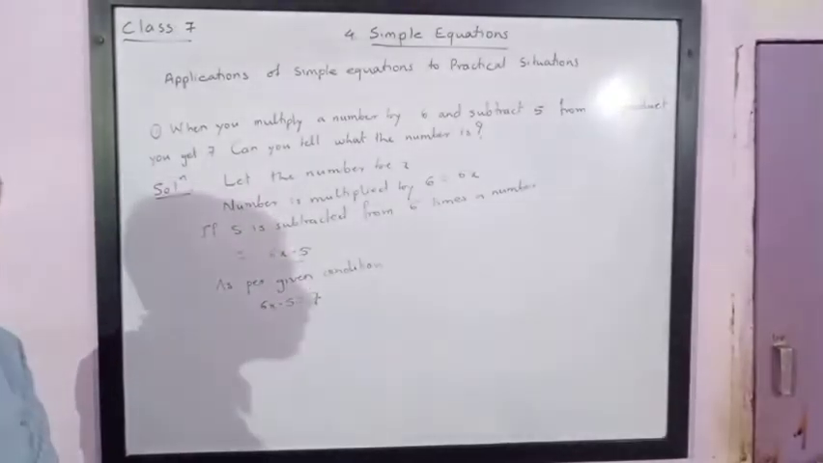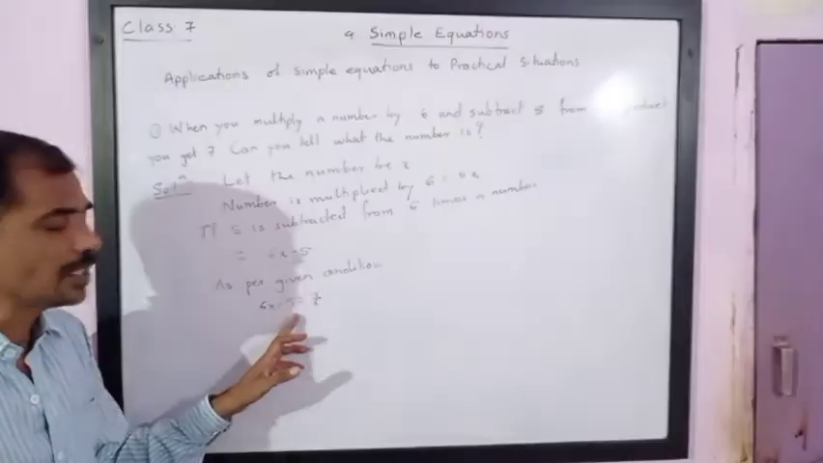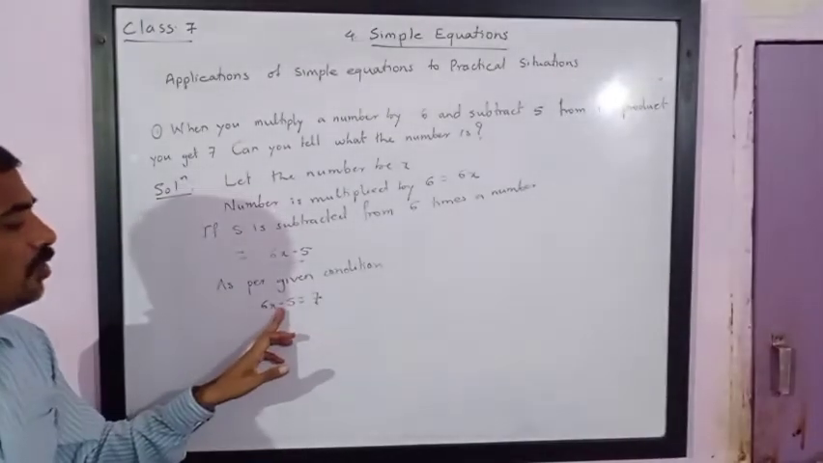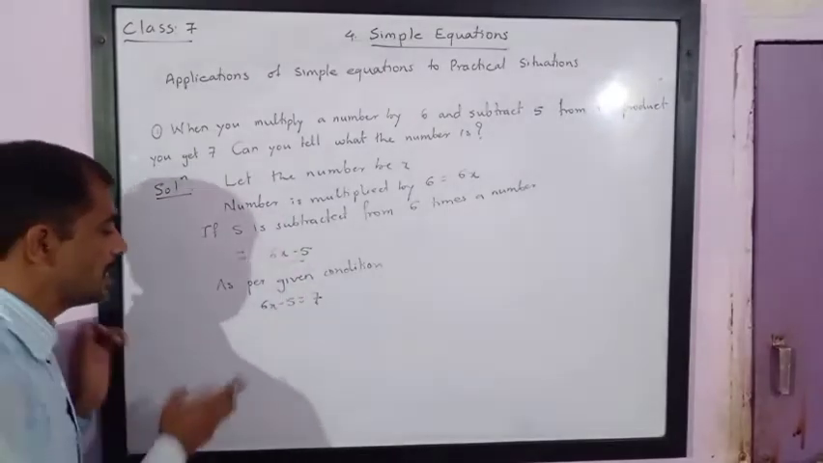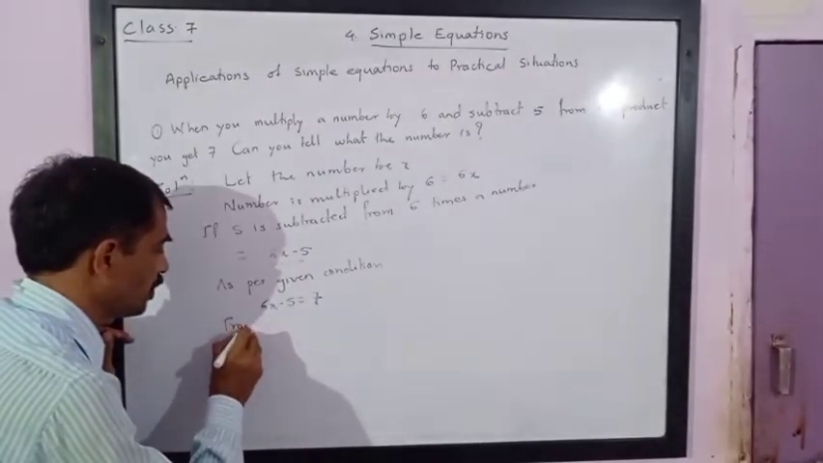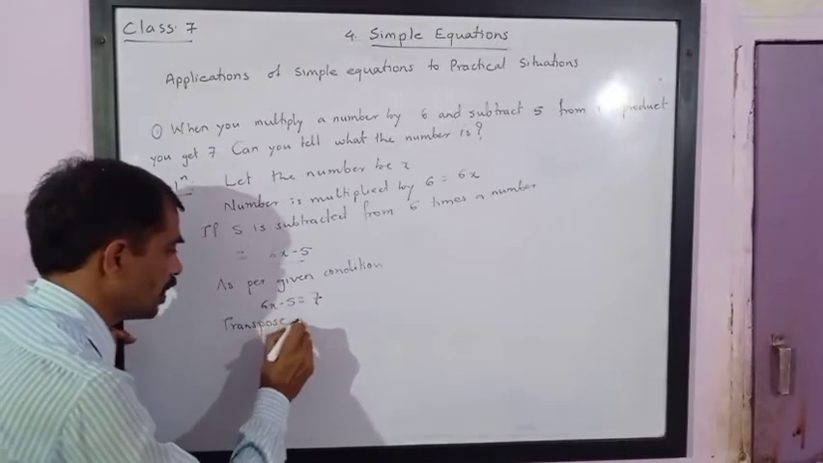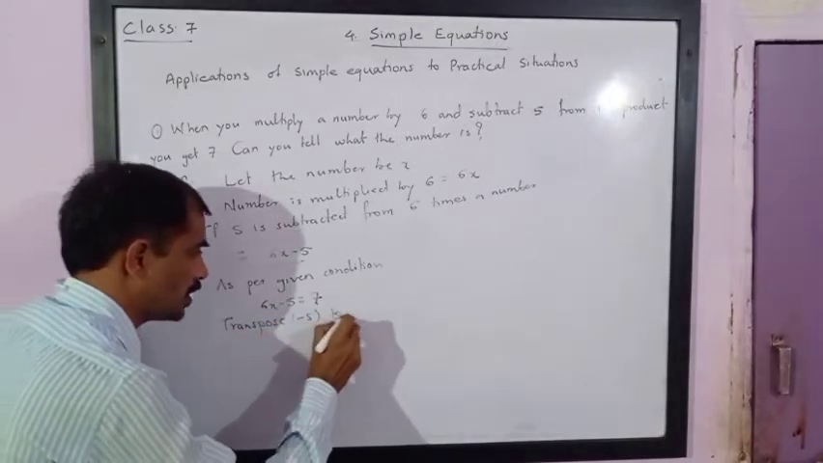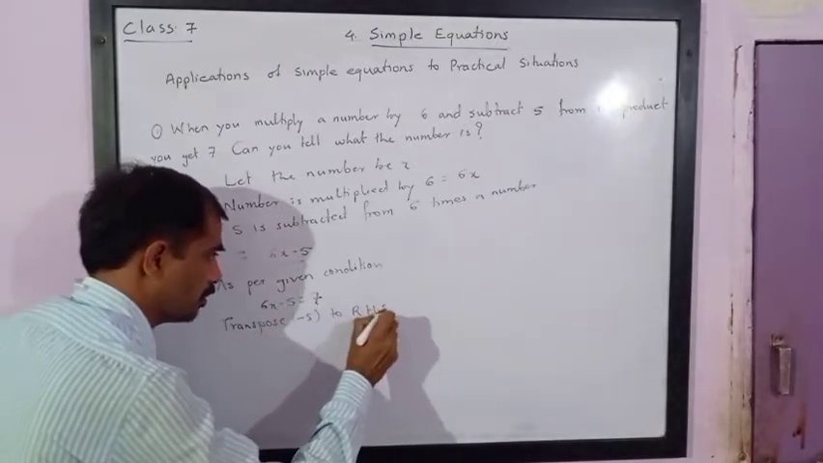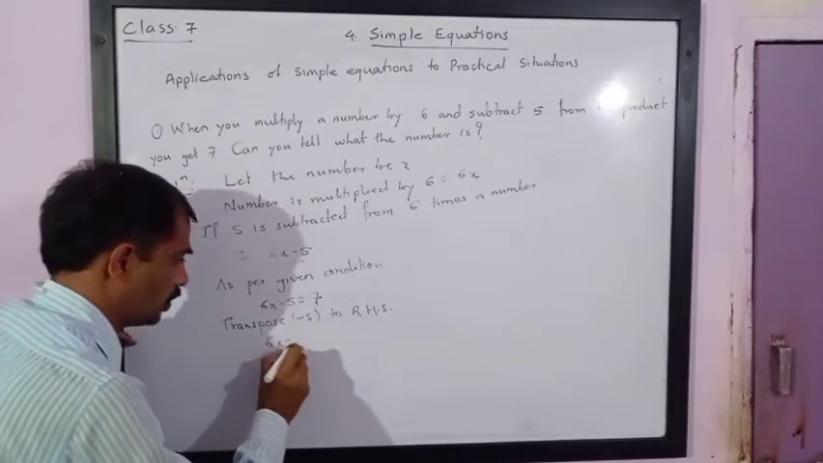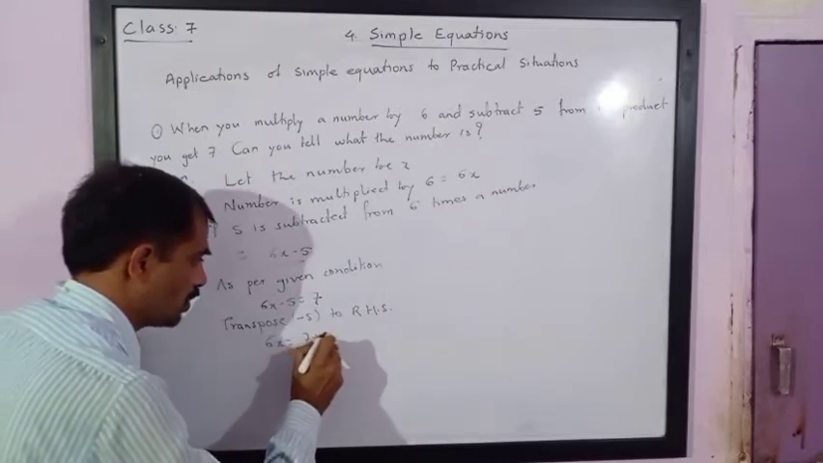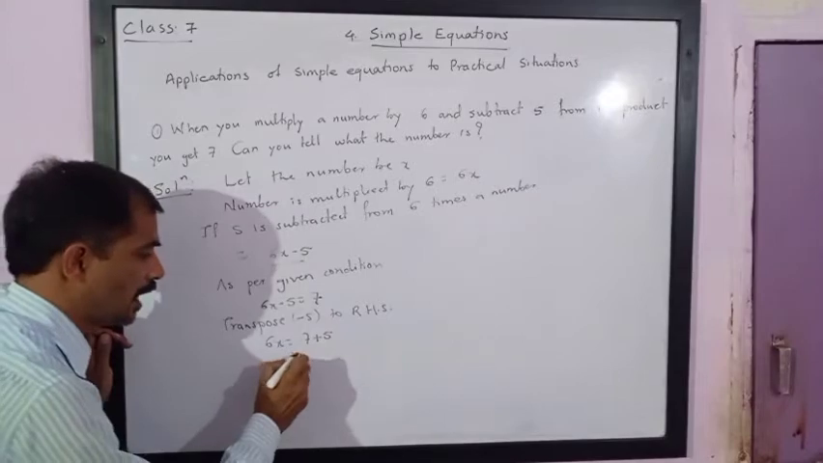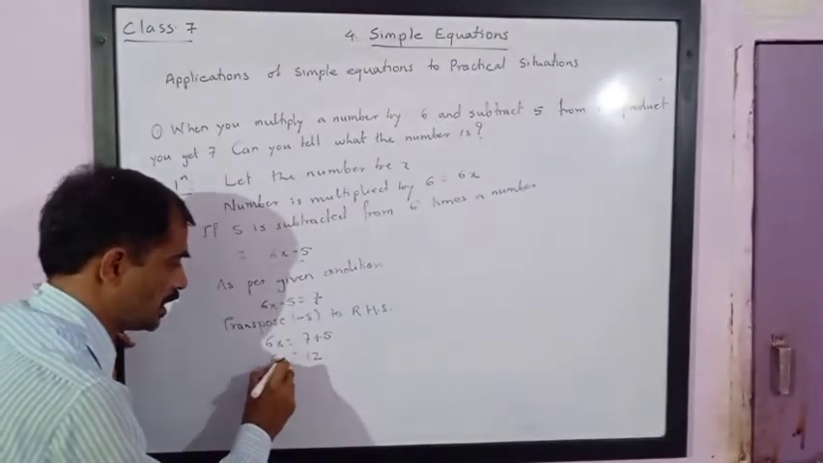Now transpose 5 to the right hand side. If you transpose 5 to the right hand side, this negative 5 will become positive. So transpose negative 5 to RHS. You will get 6x is equal to 7 plus 5, which means 6x is equal to 12.